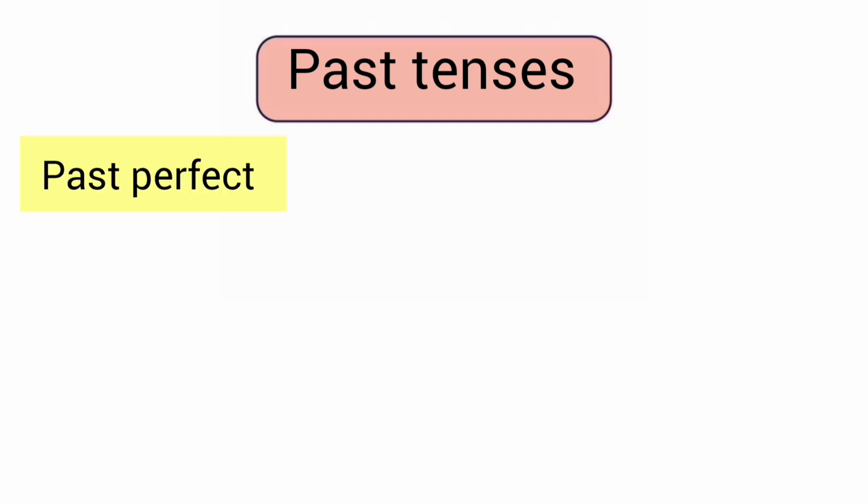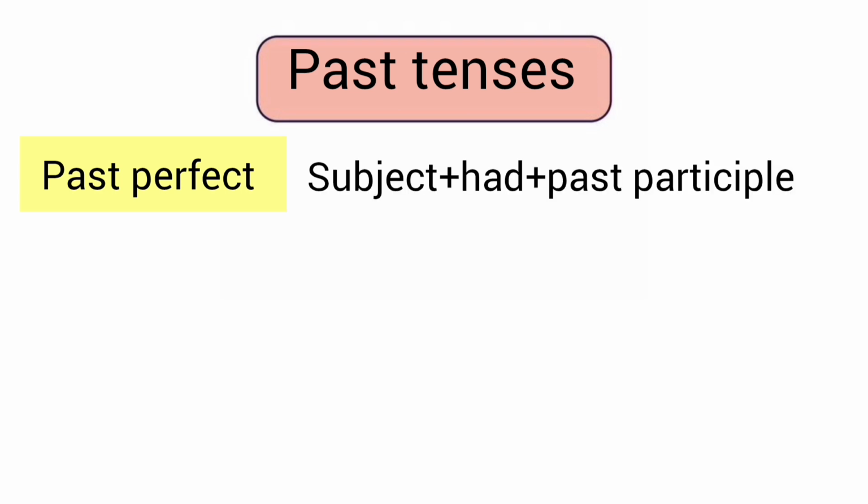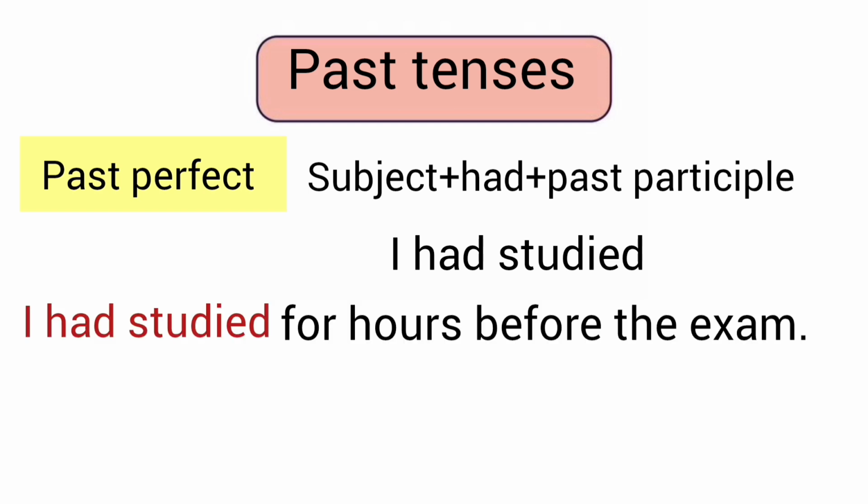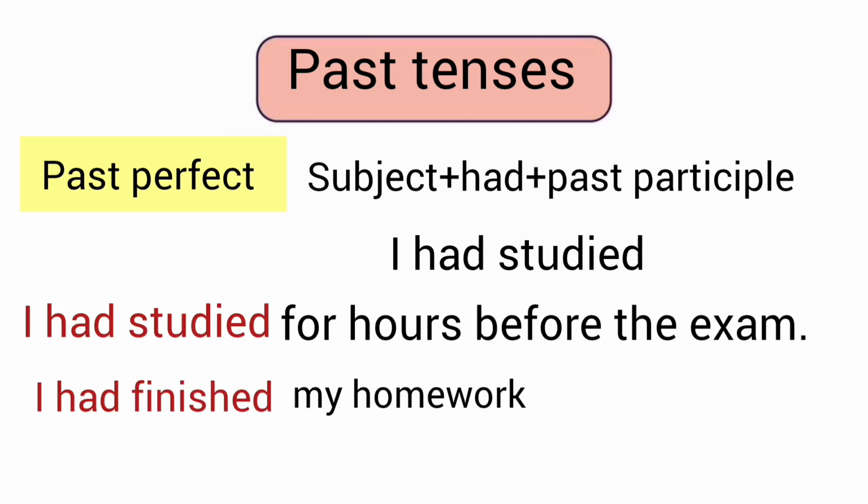Past perfect. The general formula for this tense: subject, helping verb had plus past participle. For example, I had studied. For example, I had studied for hours before the exam. I had finished my homework.